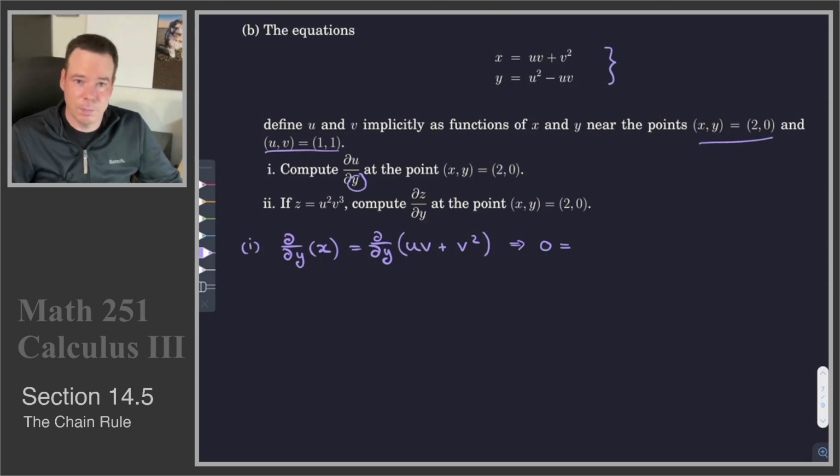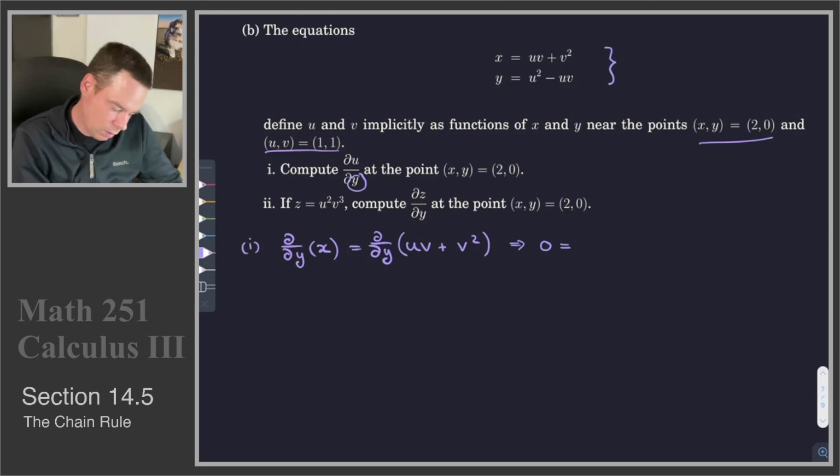So this is a perfect opportunity to apply the chain rule we've just been developing. And so that means to differentiate this expression involving u's and v's in terms of y, I first differentiate it with respect to u, that gives me a value of v, times du dy, plus the derivative of that expression with respect to v, that's u plus 2v, times dv dy.